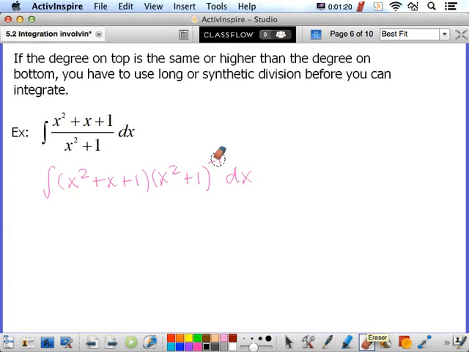The second thing I need to make sure you understand is when you can and can't use synthetic versus long division. Remember that if you're dividing by a square or higher, you can't use synthetic division. You can only use synthetic division if this was like x plus 1, not an x squared plus 1. So we're going to be forced to use long division on this guy.